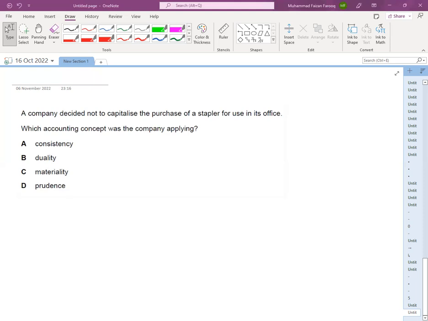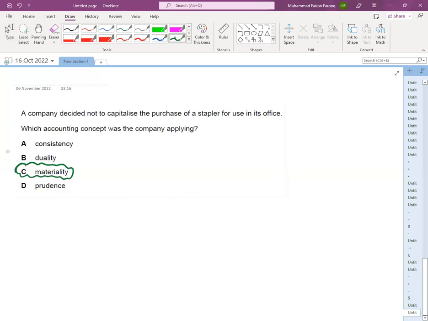The first question on your screen, what does it say? A company decided not to capitalize the purchase of a stapler for use in office. What does this mean? A stapler is not an expensive item. So, in order to decide which item should be a non-current asset and which item should not be recorded as a non-current asset, there is a limit. The company has to decide a limit. And this limit we can say is the materiality concept.